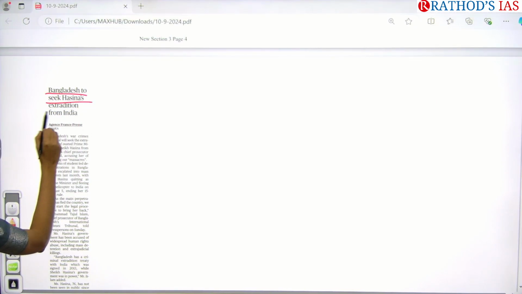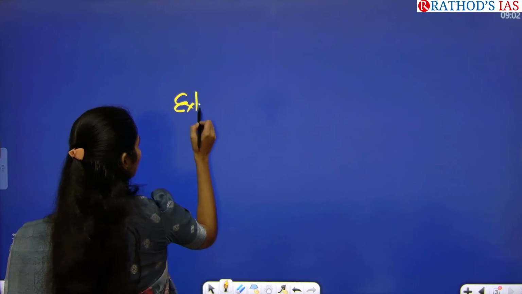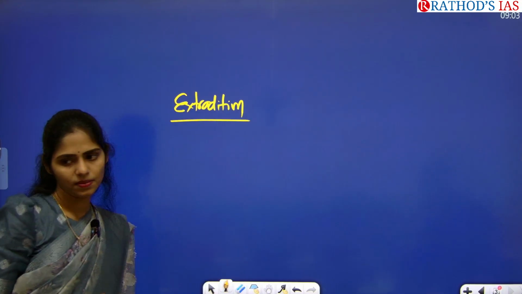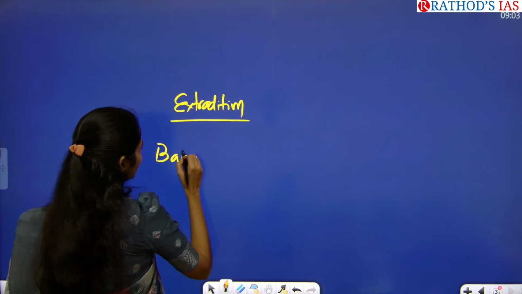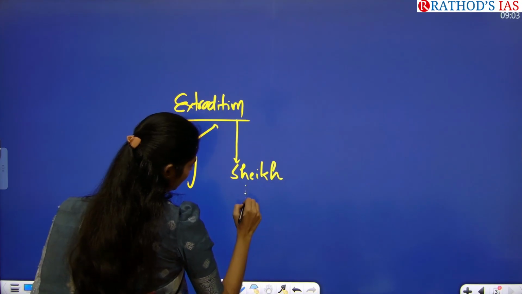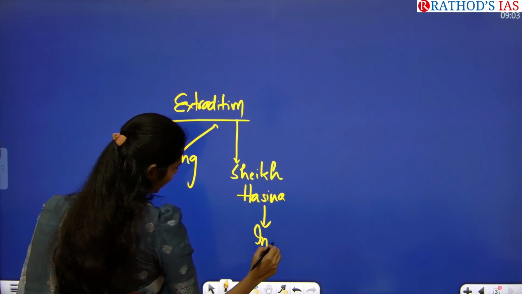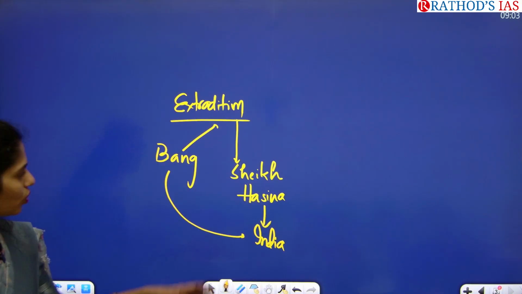And see this article: Bangladesh asks for Sheikh Hasina's extradition from India. So what is the keyword here? The keyword is extradition. Do you know the meaning of extradition? Okay, so why is Bangladesh asking for extradition of Sheikh Hasina from India? So what is the meaning of extradition?